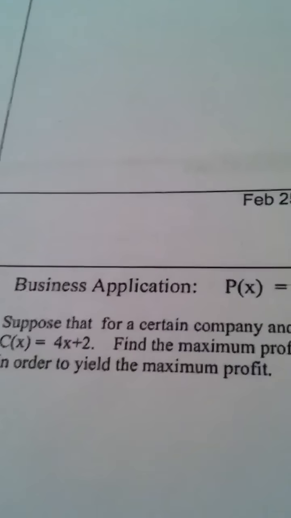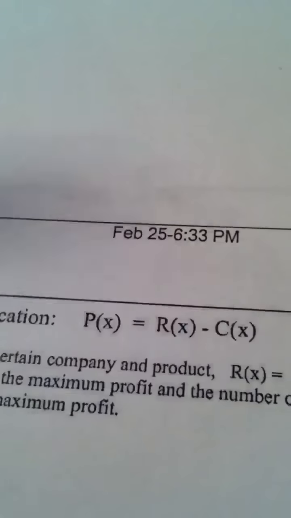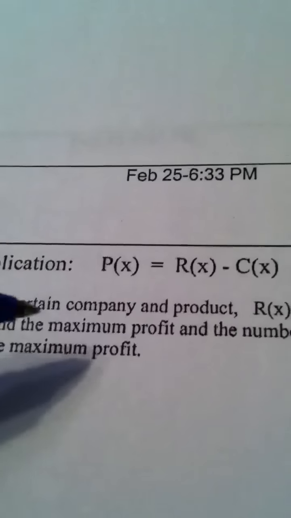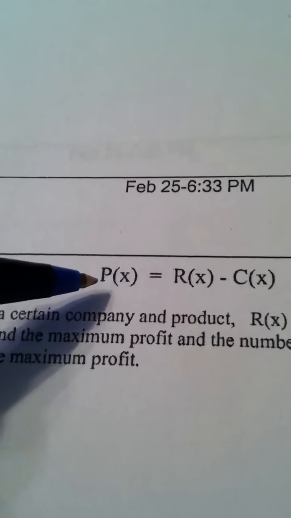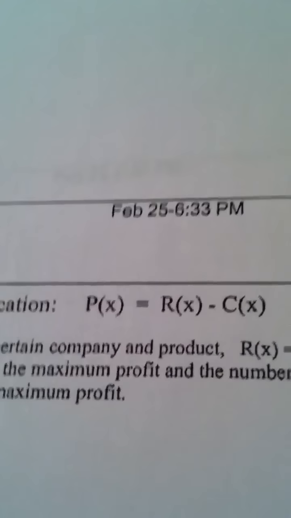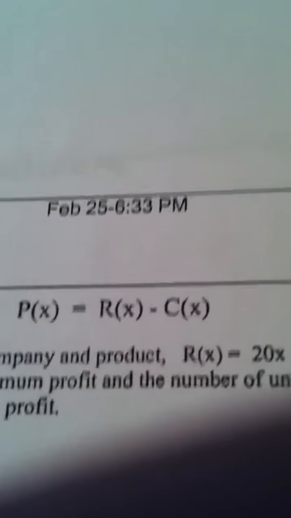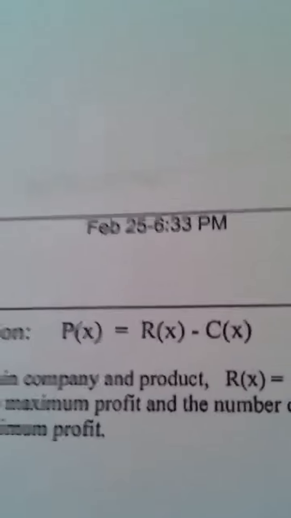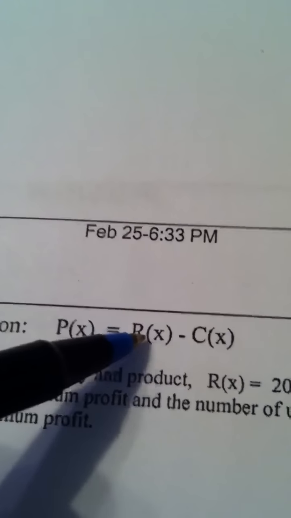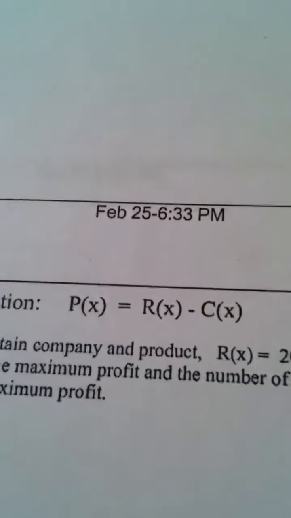All right, ladies and gentlemen, those of you going on especially into a business-related field, I'd like to do a little business application problem. This statement, P of x equals R of x minus C of x. If I interpret that, what that's basically meant to say is the profit function is computed, your profit, by taking the revenue, which is what you're bringing in, minus the cost. Okay, think about that. The revenue, how much money you're bringing in, minus what it costs you. When you subtract the cost from the revenue, you're left with your profit.